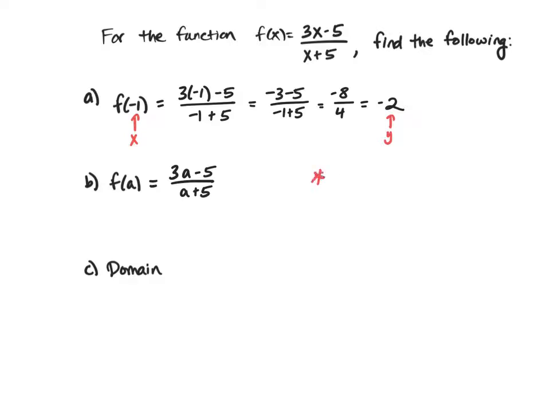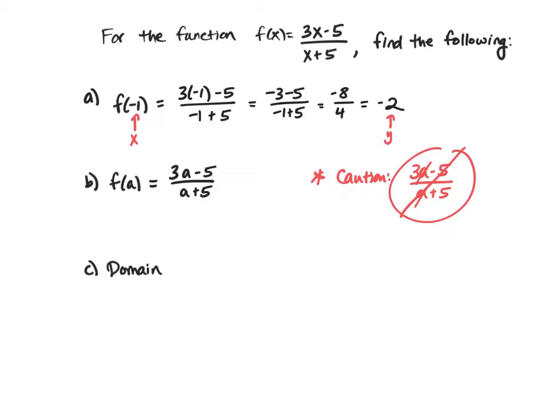So a note of caution. You cannot take something like 3a minus 5 all over a plus 5 and cancel off the a's. That is not a legal way to simplify a fraction like this. So we cannot cancel terms within a fraction. When we have a fraction like this, unless there is a common factor between the numerator and denominator, there's nothing we can do to simplify, and this will just be our final answer.